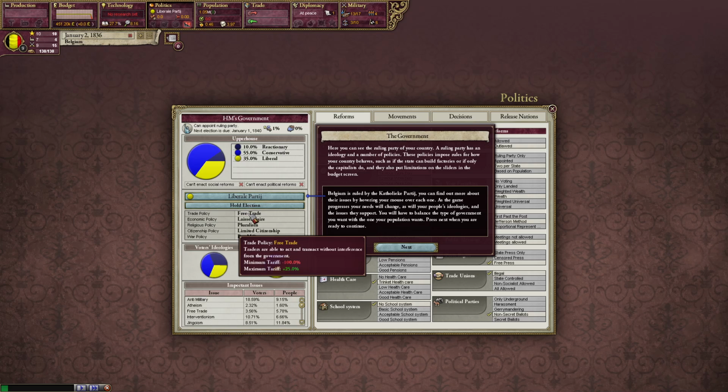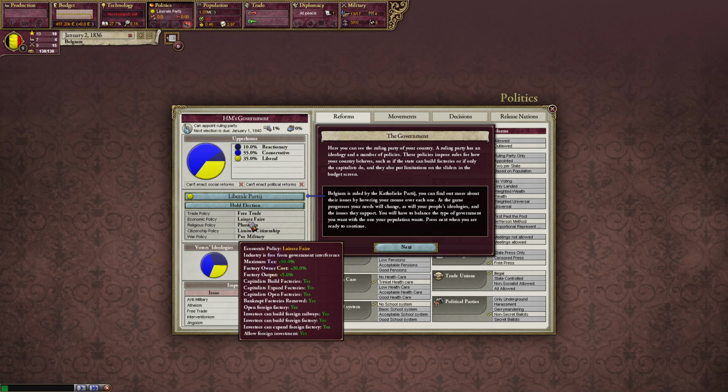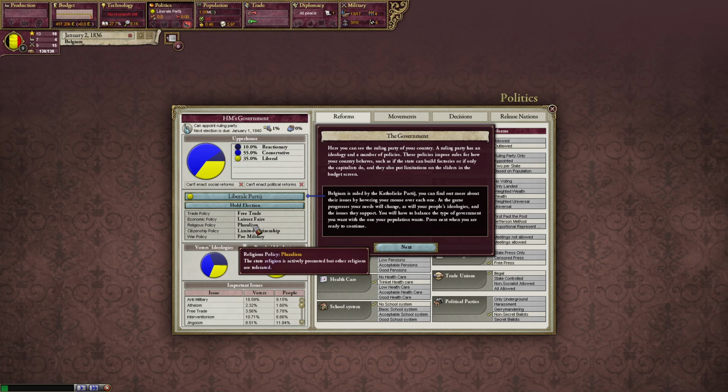Now, that's what the trade policy is for free trade. That's economic. Maximum tax is plus 50%. Factory owner costs are plus 30%. Factory outputs plus 5%. Capitalists are responsible for factories and can open a foreign factory. Investors are pretty much the same as free trade. Pluralism, which is a religious policy.